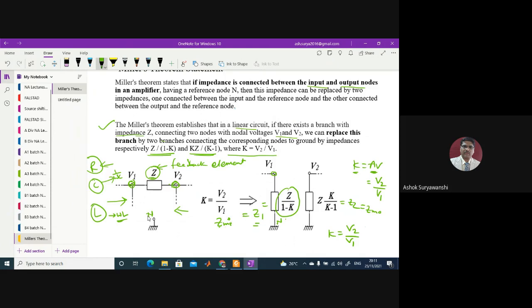How we are getting these particular values, that one has to understand: how we get ZMI and how we get ZMO. Here I have considered impedance Z between input and output. Suppose instead of the impedance Z, there is a resistance R between input and output, then these formulas are modified. This will become RMI, which equals R1, which equals R upon 1 minus K, or R upon 1 minus AV, where AV or K is V2 by V1.